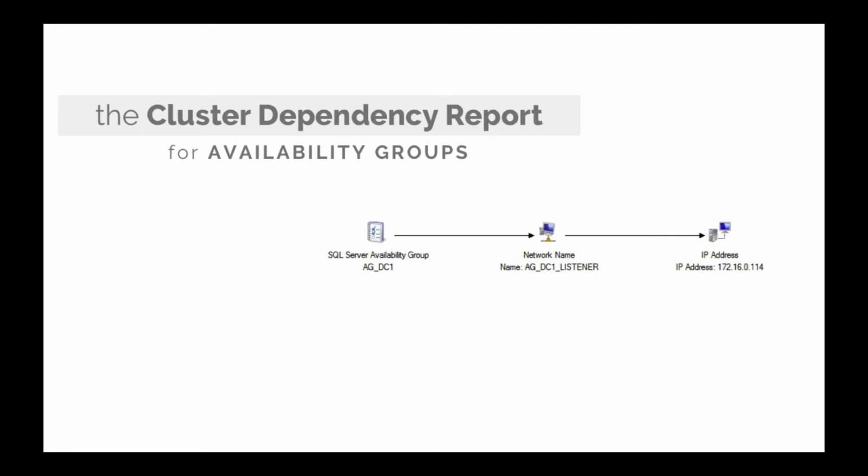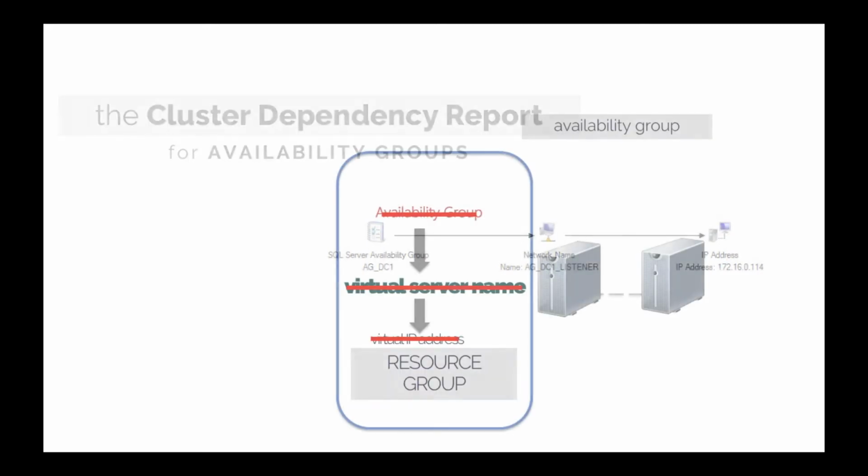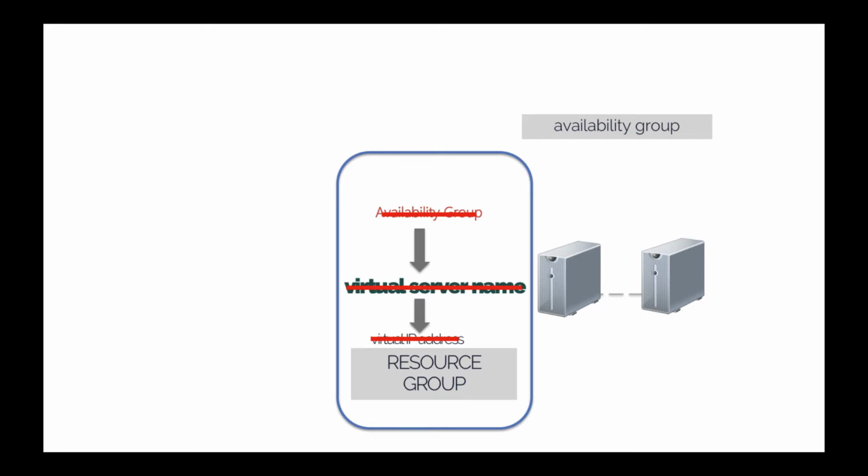You won't be able to bring the availability group online unless the network name is online and consequently unless the IP address is online. So when you look at the dependency report for an availability group, you would start off by making sure that the virtual IP address is online, and then bringing the network name, or rather the listener name, the availability group listener name, online before you can even bring the availability group online.